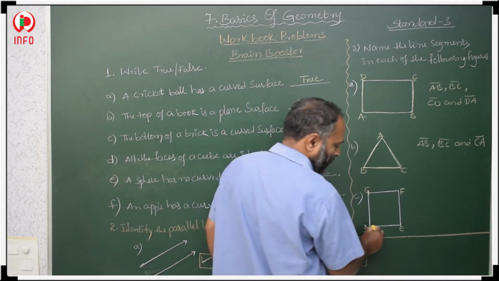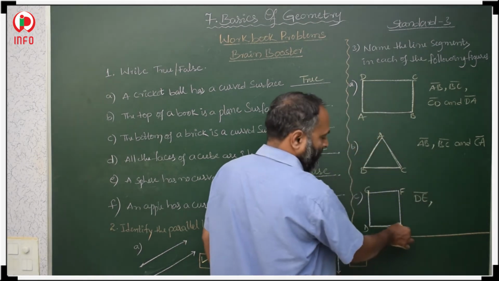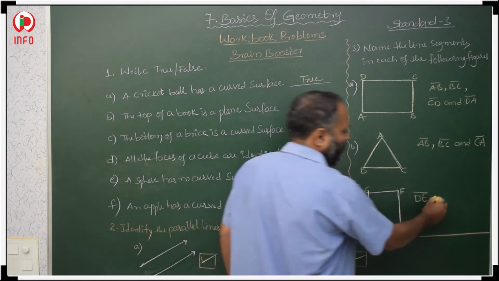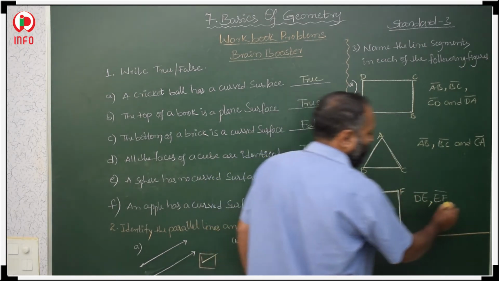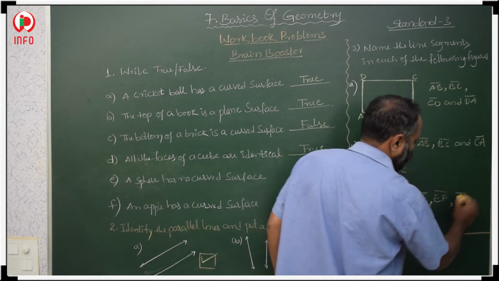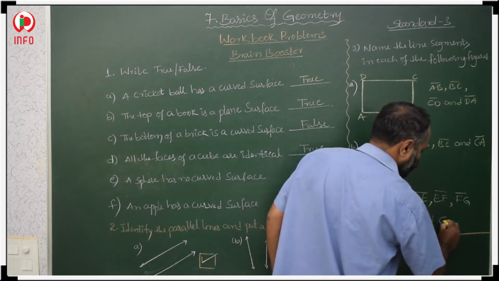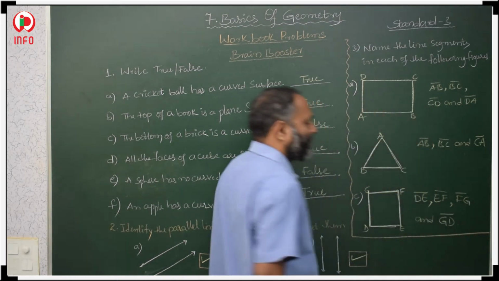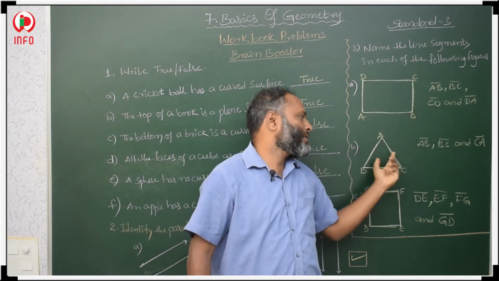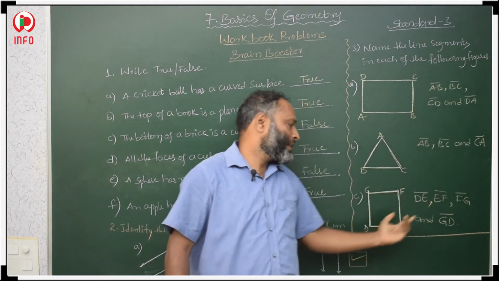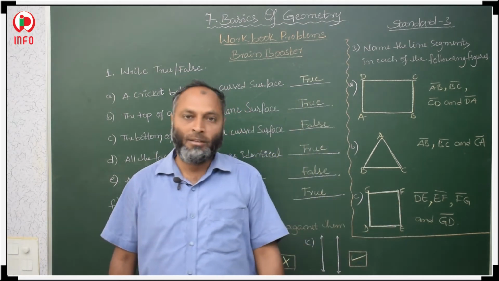First, DE. DE is the first line segment. EF is the second line segment. Next, FG is the third line segment, and the last one is GD. So these are the 4 line segments. In a rectangle we have 4 line segments, in a triangle we have 3 line segments, and in a square we get 4 line segments. Those line segments we have to write in this way.